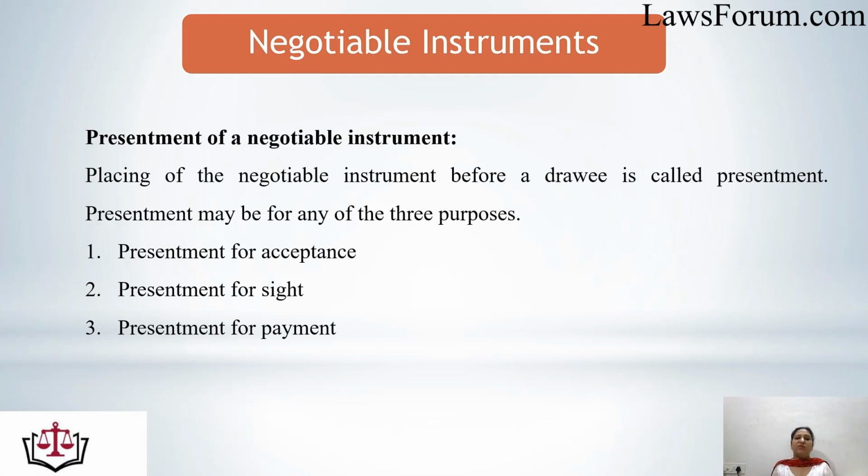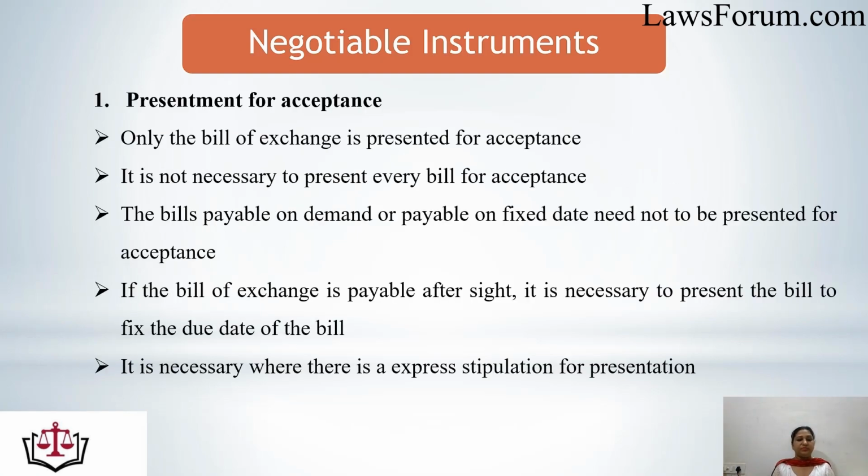Presentment may be for any of the three purposes. One is presentment for acceptance, presentment for sight, and the last one is presentment for payment. Any negotiable instrument can be placed before a drawee for three purposes, either for acceptance or for sight or for payment. Let's discuss these three in detail.